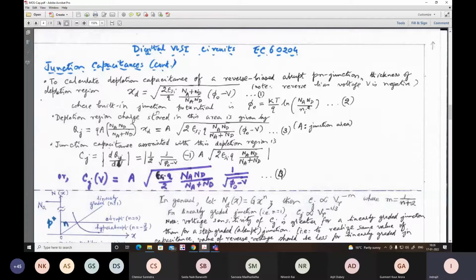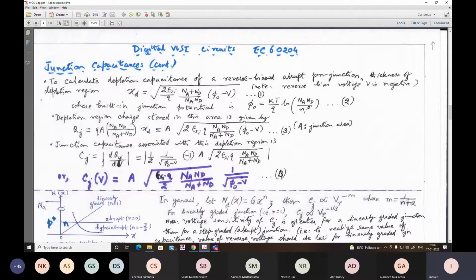And the so-called built-in or junction potential, by various names we denote this phi 0. Sometimes we talk about it as contact potential or diffusion potential or built-in potential hill. That we all know from our basic device understanding. They act like a potential hill to the flow of the carriers from one side to the other. And the depletion region charge stored in this area is given by this. Where A is the cross-sectional area, and the junction capacitance, the depletion capacitance associated with this PN junction, is given by this.